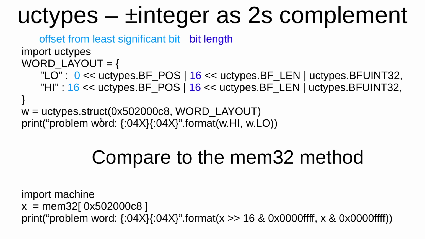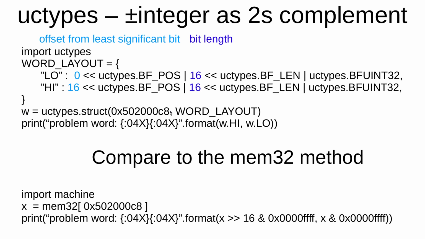The example we looked at was overlaying a word. A word is 32 bits. The light blue represents the offset from the least significant bit. Dark blue indicates a length. So at offset 0 from the least significant bit, in other words the rightmost bit, for a length of 16, that's the low half of the word. At offset 16 from the low order least significant bit, that's the upper half, now for a length of 16.